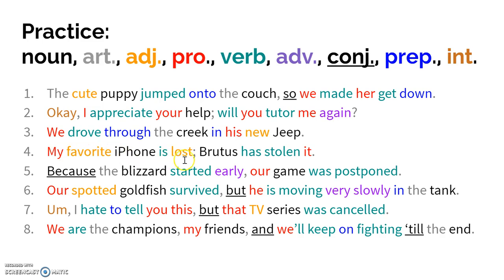My favorite iPhone is lost. Brutus has stolen it. What's important here is to remember that we've got a helping verb, has, to go with the verb stolen. So they're both verbs. You might have more than one verb going on in a sentence or more than one verb next to each other.